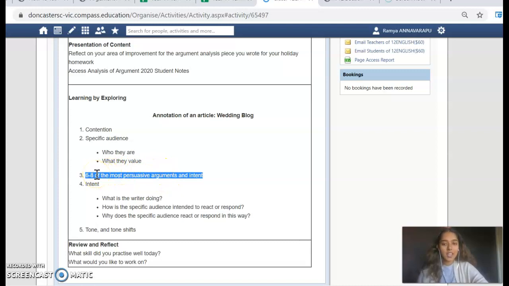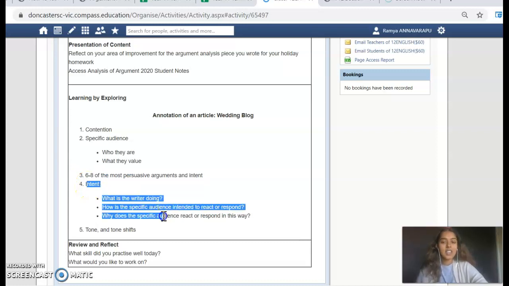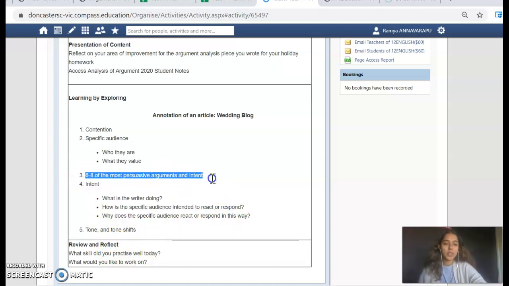And for us to be able to highlight this, we need to recognize the author's intent. The author's intent is, what is the writer doing? How is the specific audience intended to react? And why? You guys need to have a good understanding about intent to be able to highlight the 6 to 8 persuasive arguments. The last thing I want you guys to try and recognize is the tone. And that tone can shift each paragraph or throughout the essay.